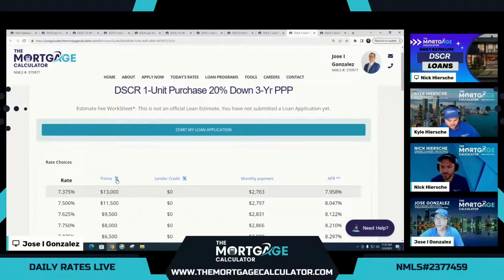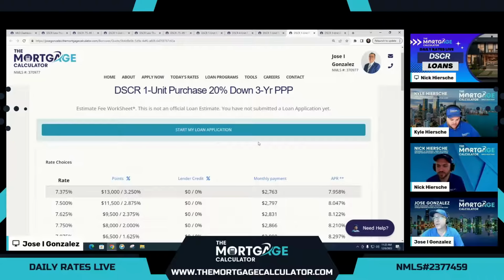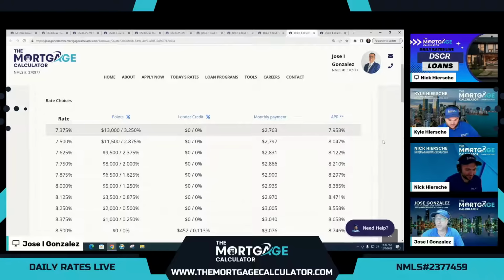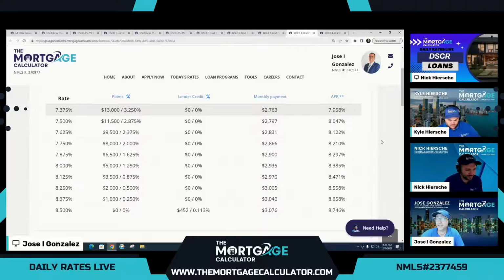Here is another. Now we're going with 20% down, which is the more traditional, if there's anything traditional about a DSCR loan, the more traditional option. But you can see how the rates get smoking at 20% down. 8.5% actually has a lender credit. Remember, this is a DSCR loan we're talking about here now at an 80% LTV. And you can buy that down all the way to 7.375%.